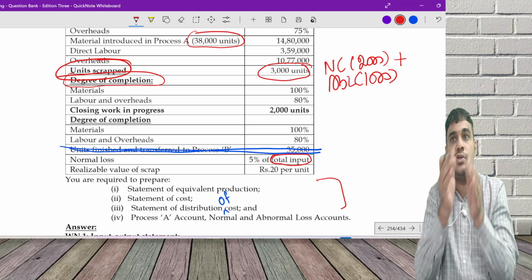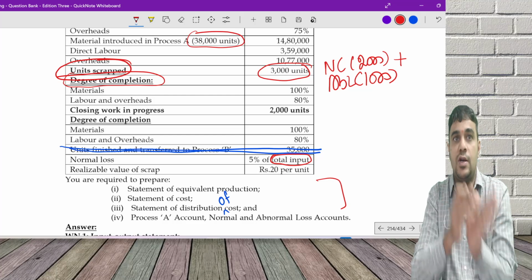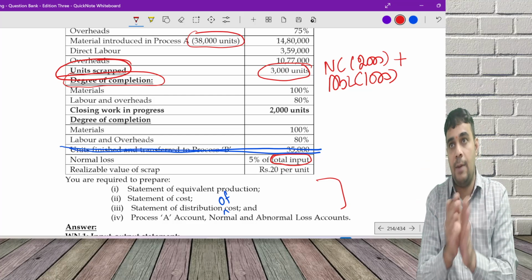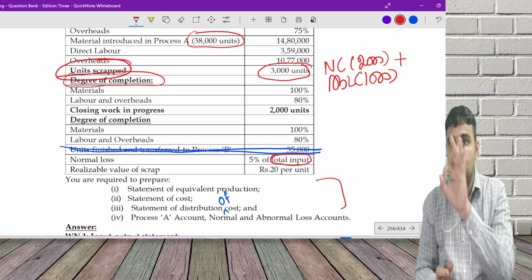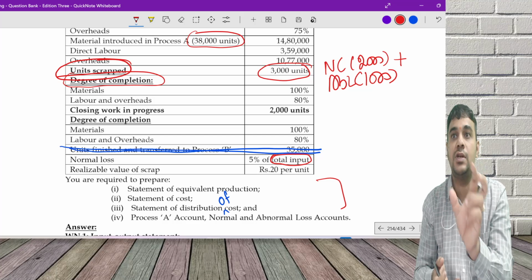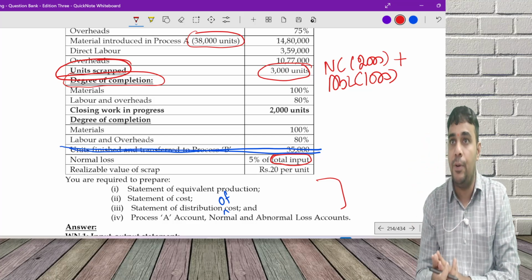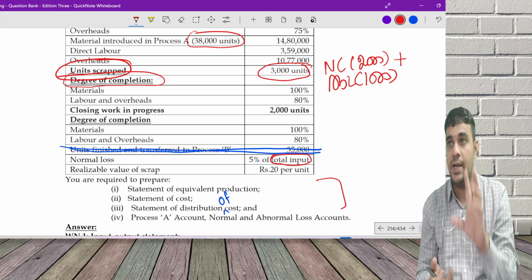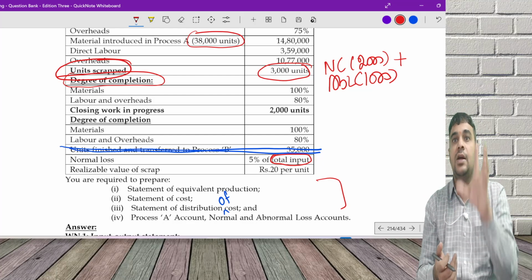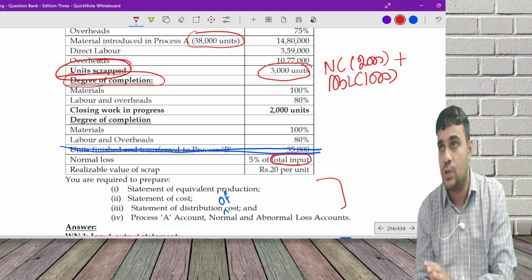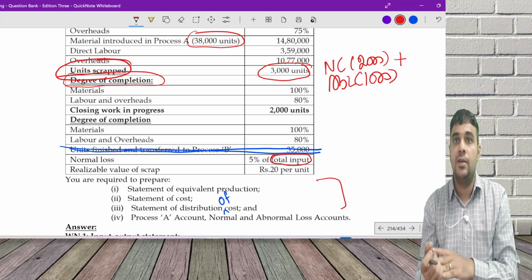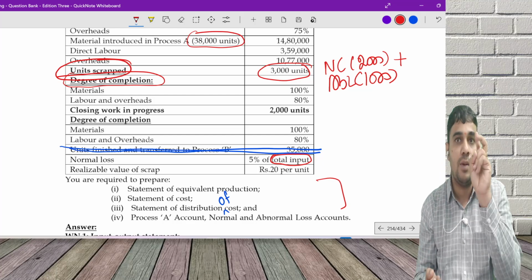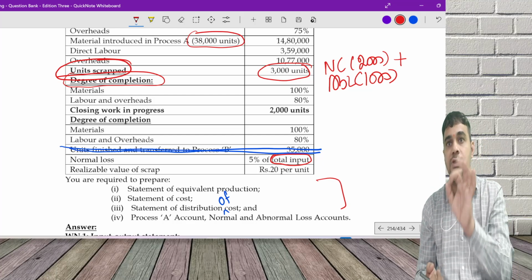Unit scrapped is normal loss plus abnormal loss, or normal loss minus abnormal gain. Normal loss 2000, unit scrap 3000, balance 1000 is abnormal loss. In this question, it says unit scrapped. Unit scrapped is the actual loss of the company, 3000 units. In that, normal loss is 2000, balance 1000 is abnormal loss.